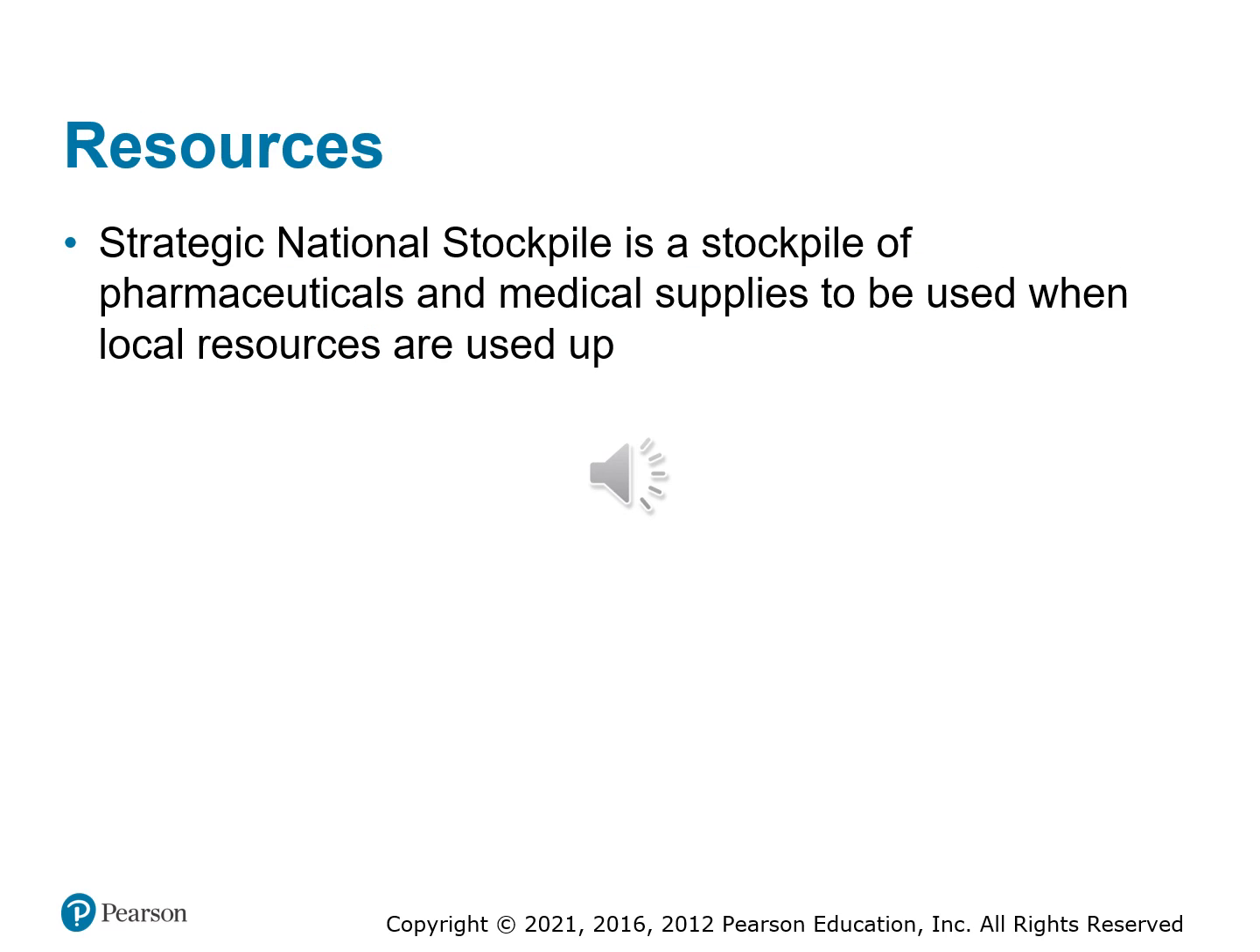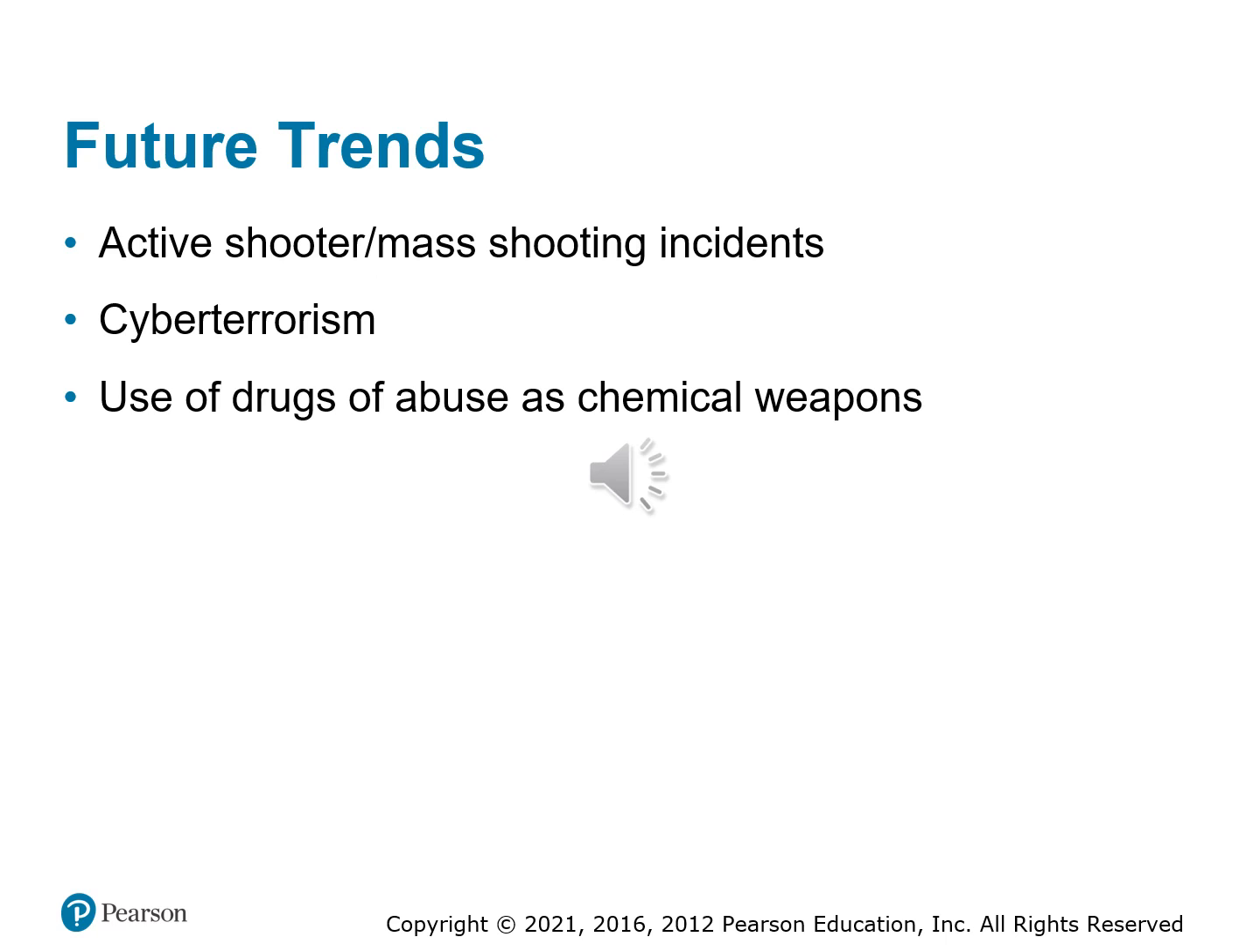Know your resources. Understand that there's a national stockpile of resources for these large-scale incidents, but you also need to understand your local resources, your regional resources, and so on. And finally, here, understand that our current trends of active shooters, mass shootings, and cyber terrorism are a big thing right now. You're starting to see a lot more use of drugs of abuse as they're cutting in chemical weapons into those. These are all things that can be considered terroristic events, depending.